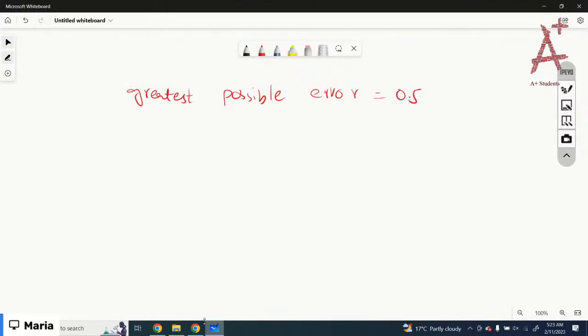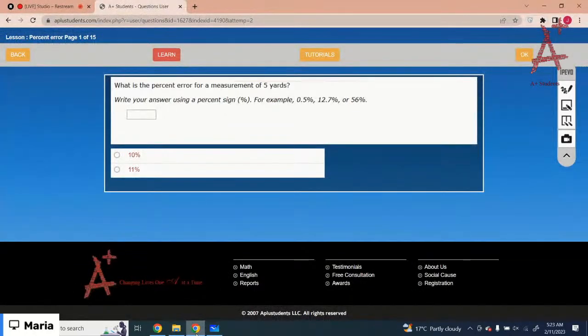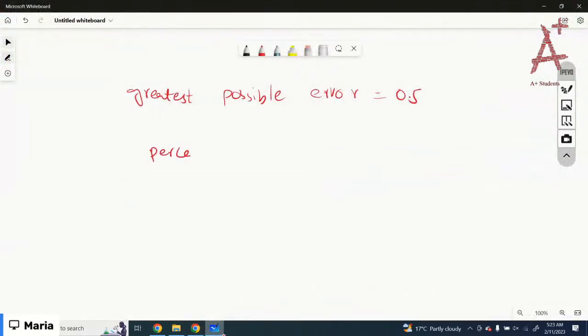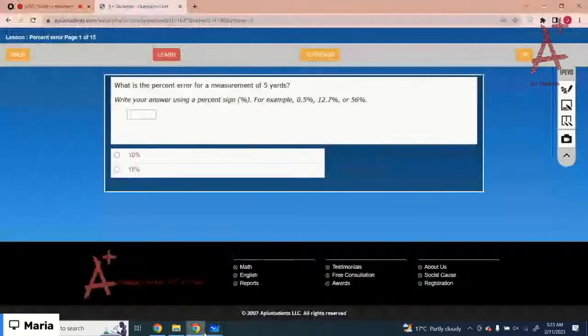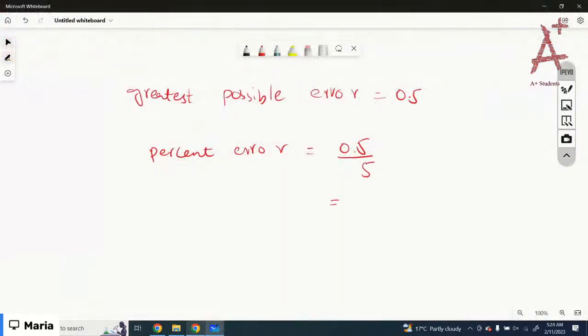Now you have to calculate the percent error for a measurement of 5 yards. So the percent error is 0.5 divided by the measurement, and the measurement is 5. So just divide 0.5 by 5. That is 0.1, and when you multiply it by 100, it would be 10%. That means the percent error is 10%. Got it? So the correct option is 10%.